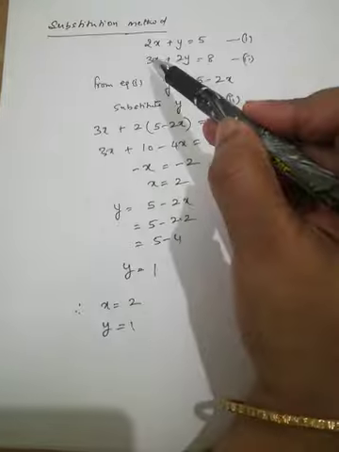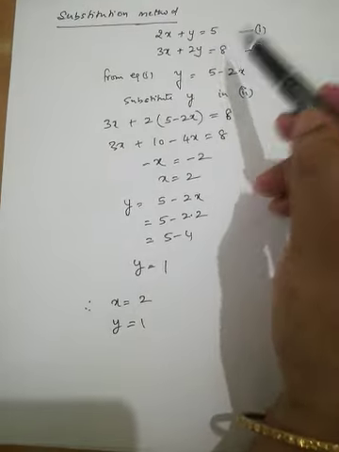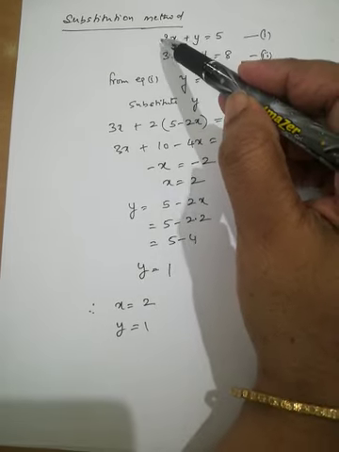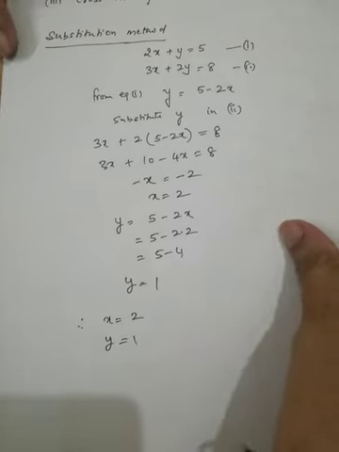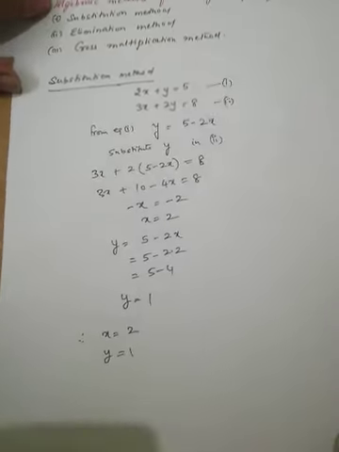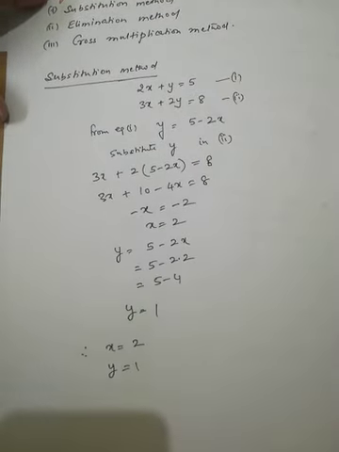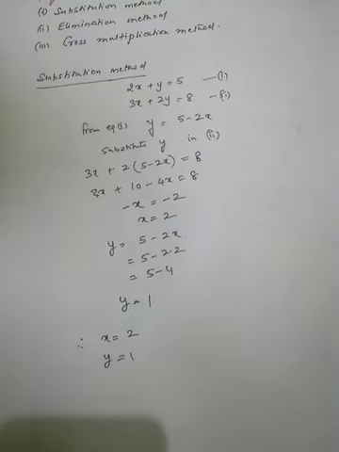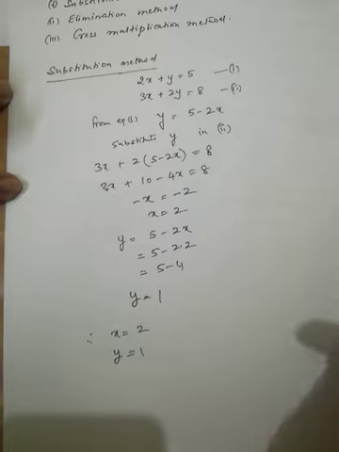It will be correct. See, 3 into 2, 6. 6 plus 2, 8. Correct. Here also it should be correct. 2 into 2, 4 and plus 1, 5. Correct. Okay, so this is the substitution method, which is easy, but sometimes it will be a little difficult when big numbers are given. That's why I prefer the elimination method. Now it's up to you. If you are not making any mistake, then you can do the substitution method also.